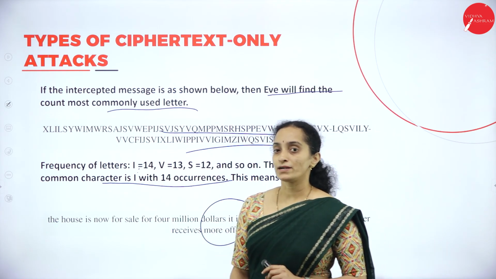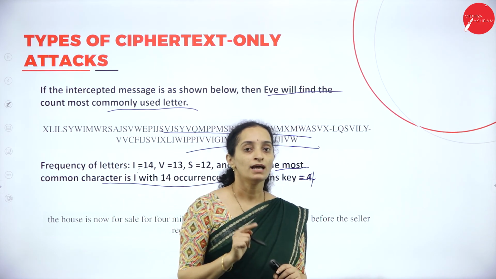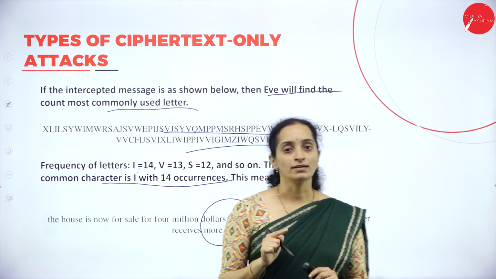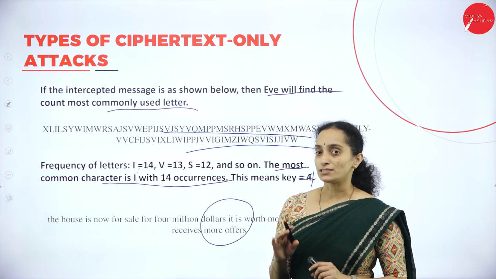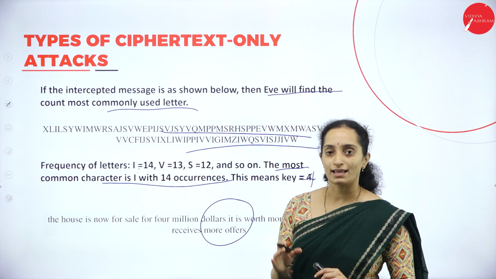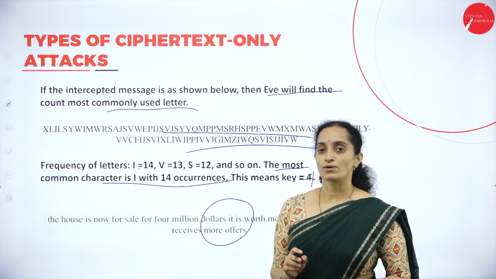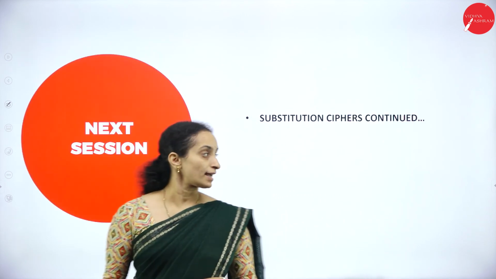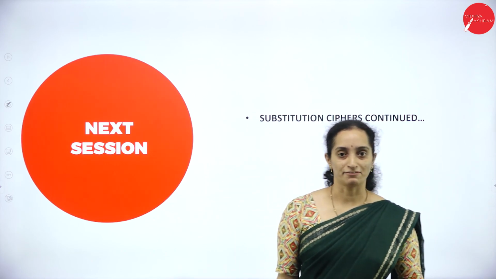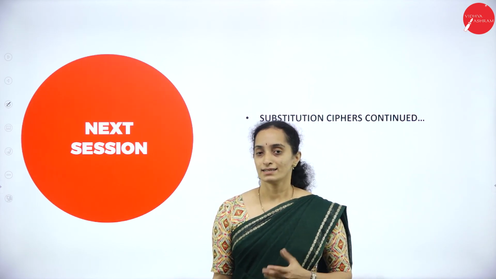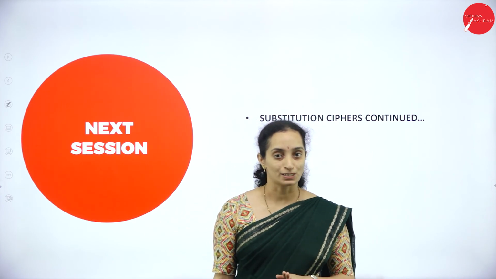So when compared to other methods of cipher or cryptography, additive ciphering is the most vulnerable one and it must be used very rarely when compared to other types of ciphers. In the next session, we shall continue with other types of substitution ciphers.